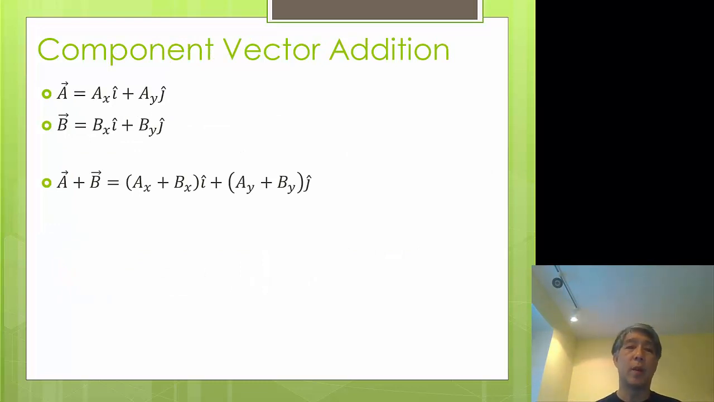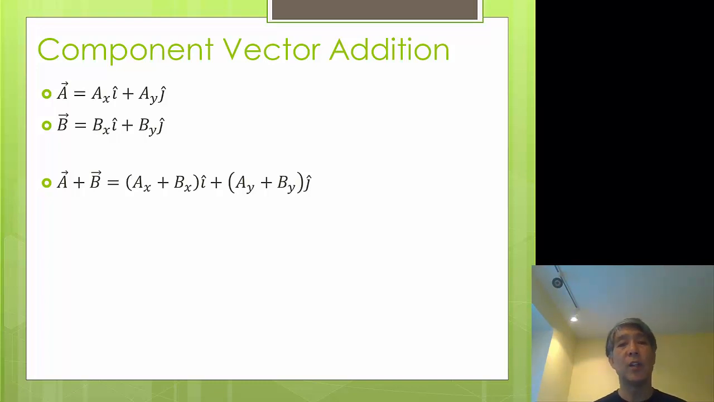In terms of algebra, the primary function that we're going to be doing is vector addition. And when we do vector addition, there's two ways we do it. We only add the components. We don't add in the magnitude angle format, except graphically.